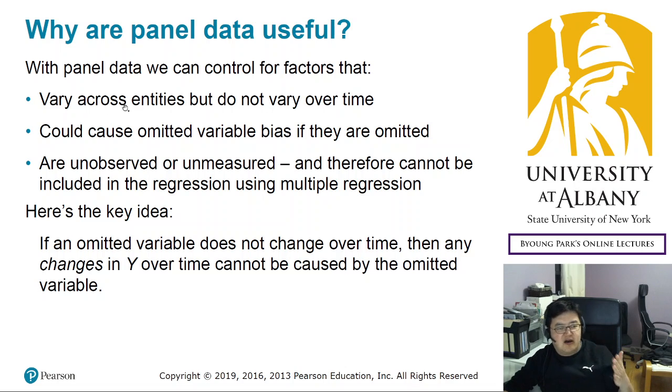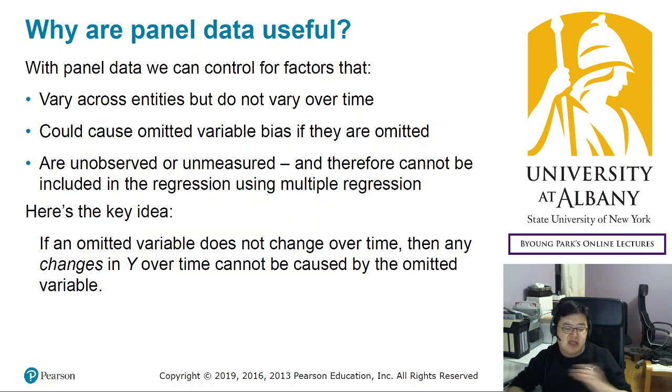This kind of persistent effect could have caused omitted variable bias, even if it is not directly observed, but just having panel data fixes some kind of omitted variable bias. We are going to study that later. The idea here is that something that persists over time includes anything you do not observe, all the omitted variables that do not change over time.